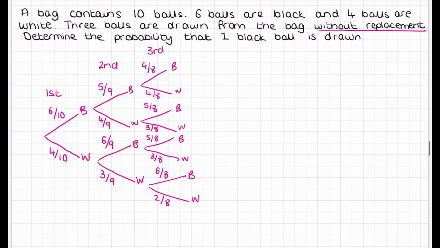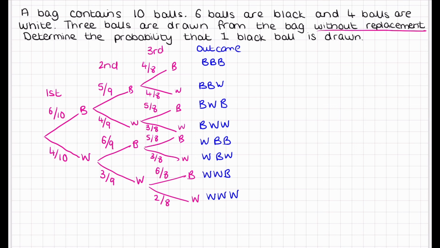Always good when we have done a tree diagram is to make a note of all the outcomes. So this one was black, black, black. This one was black, black, white, black, white, black, black, white, white, and so on. Now we want the probability that one black ball is drawn. So we need to look at all these outcomes and see where we have one black. We have one black here, here, and here. So we need to look at these 3 pathways from the tree diagram and work out the probability of each of these.